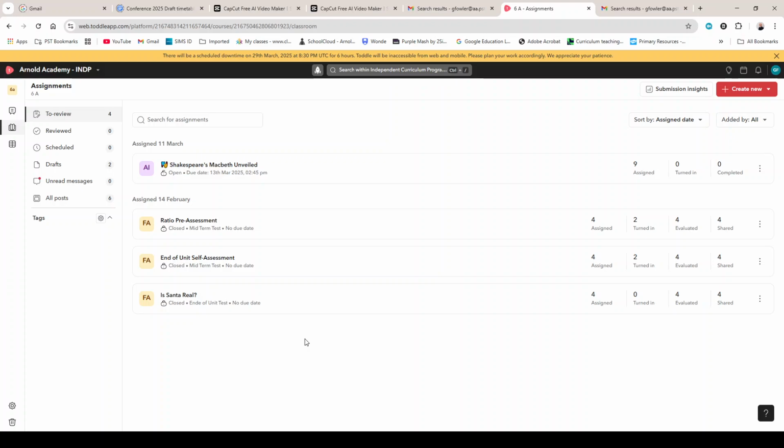And when Toddle were first in contact with me, I asked them whether that would be possible with one of their AI tutors. So that's what we're going to do now. We are going to set up a Protégé Effect discussion in Toddle. So we're going to go to Create New again. We're going to choose AI Tutors.